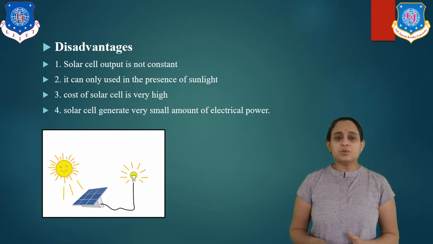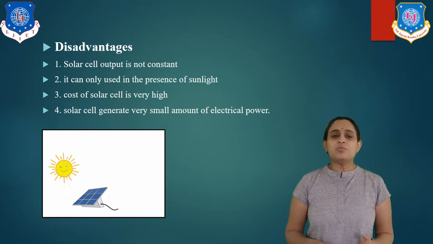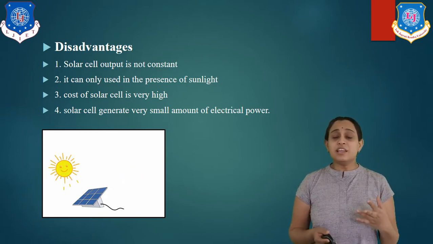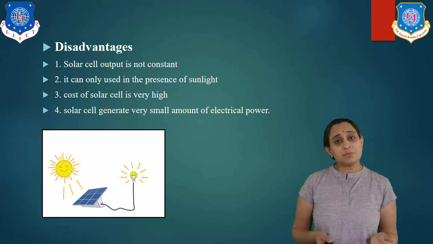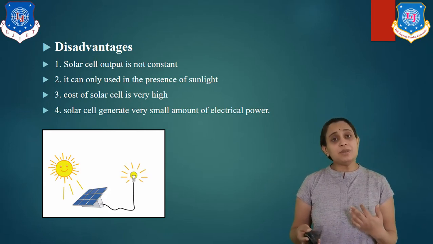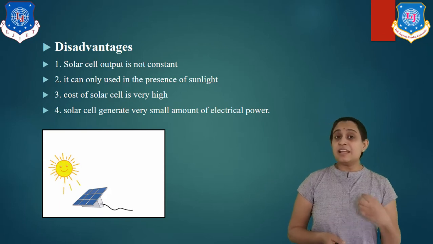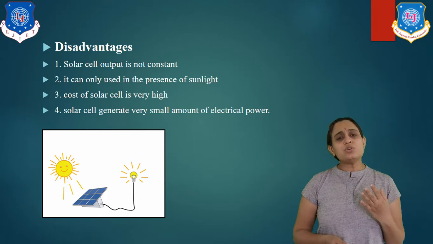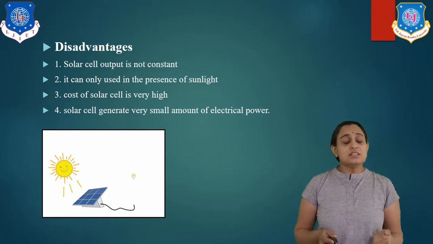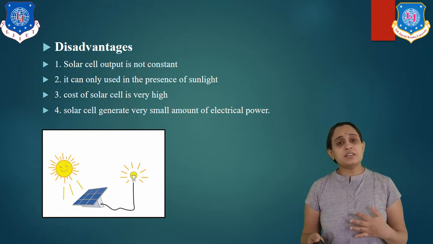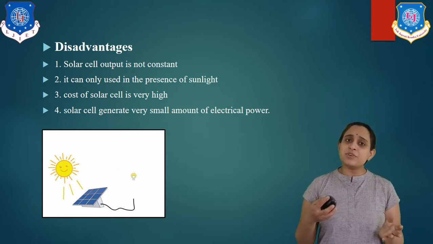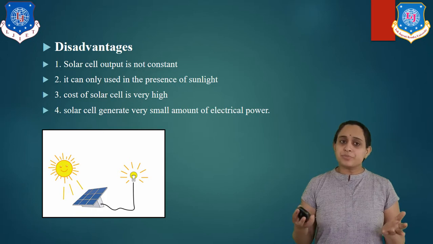Solar cell output is not constant. Obviously there are seasonal differences. If there is the monsoon, we will get less power. If there is the winter, we also get less power because there is not much solar radiation. But if there is a summer, we will get very much power. So the output is not constant. Meanwhile, between sunrise and sunset, we are getting some variation in the power output.